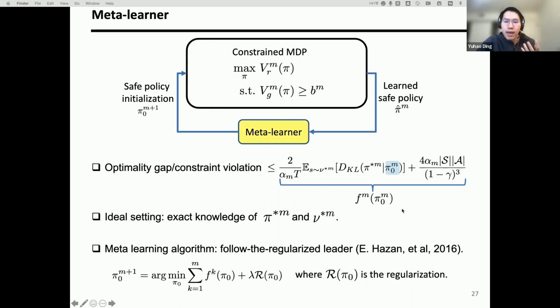So in the ideal setting, if all the parameters in this upper bound, such as pi star m and mu star m, which represent the optimal policy and the corresponding induced state distribution for each task, are known, then this upper bound can be regarded as a convex function of the initial policy. And then we can consider this function fm of the initial policy as the individual loss function in an online convex optimization setting, and apply a method such as follow the regularized leader to sequentially update the initial policy for the future new task.